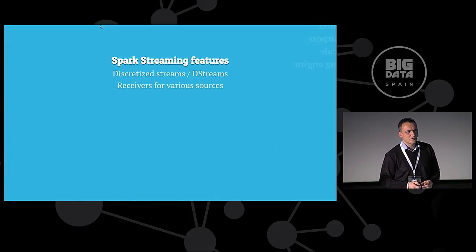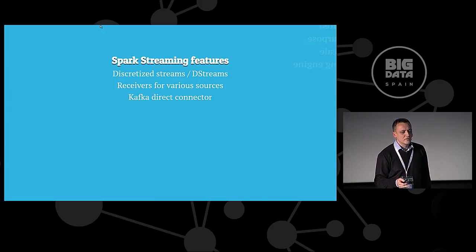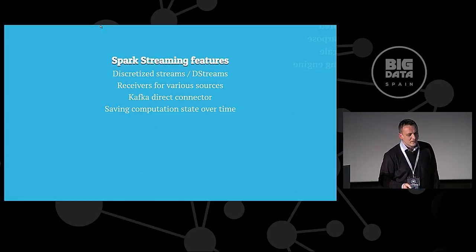Spark Streaming features: it works with discretized streams. It has receivers for various sources, as you've seen on the image. It has a special Kafka direct connector, which is more efficient. It connects directly in parallel to as many Kafka partitions as the Kafka topic has. Kafka Direct Connector would start as many, let's say, receivers and Spark partitions.